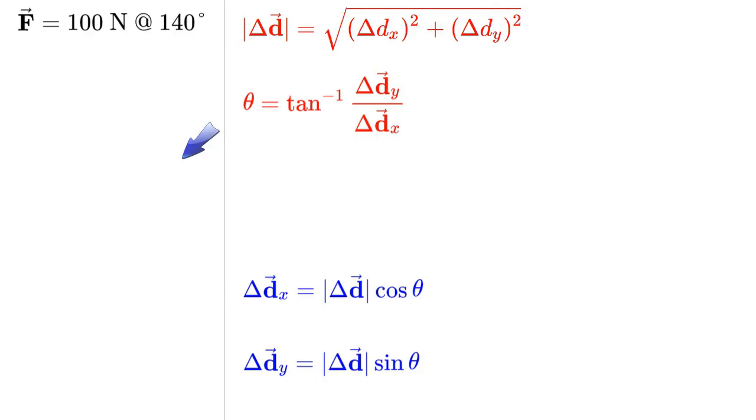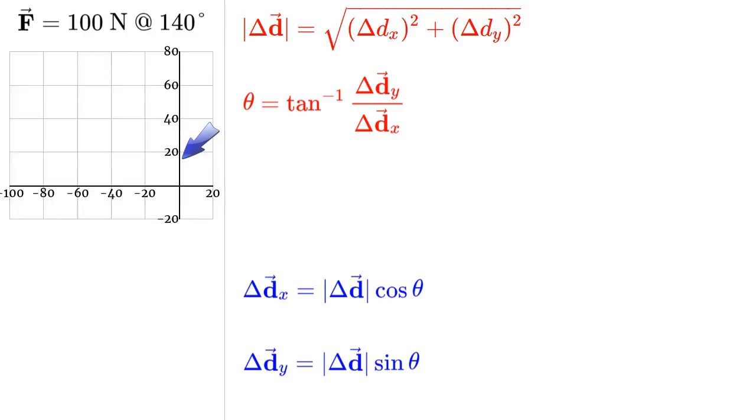First of all, we could do it graphically. We can start by drawing a sketch of the vector to show how we would convert it graphically. So 140 degrees, that's greater than 90 but less than 180. So that's going to be in the second quadrant, somewhere between the positive y and the negative x-axis.